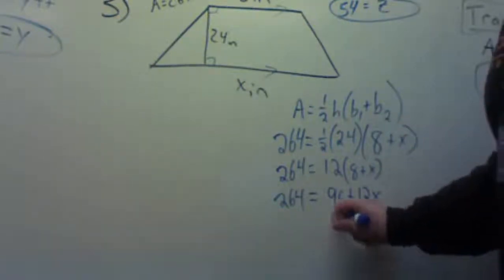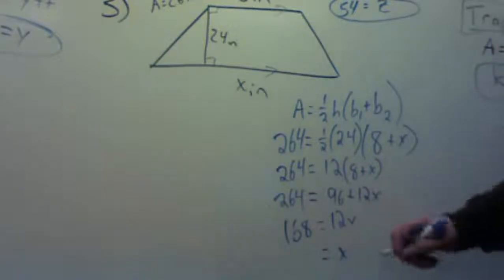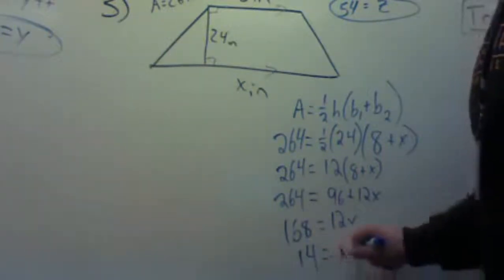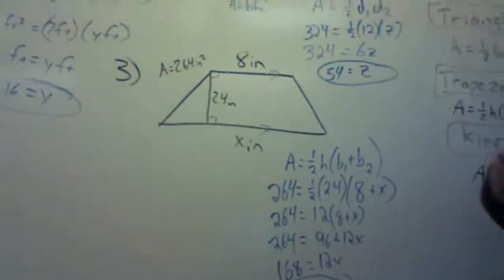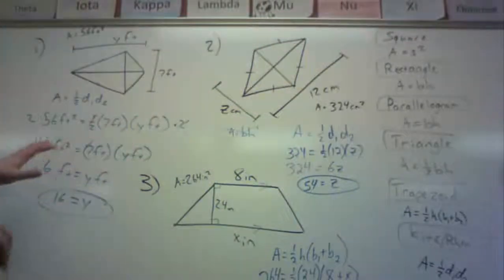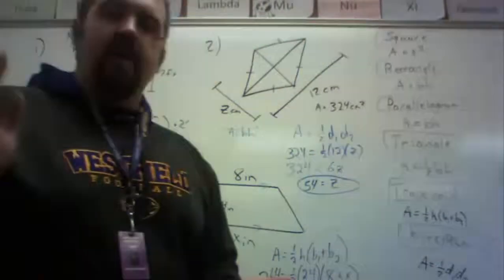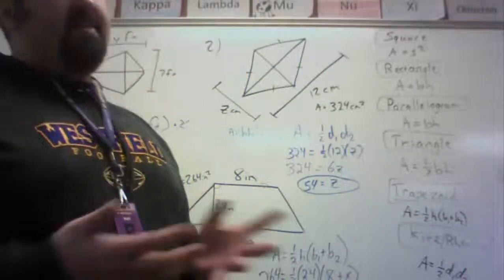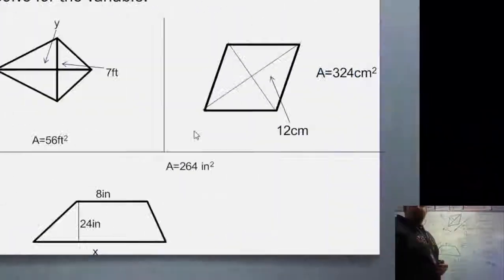Subtract 96 from both sides. Divide both sides by 12, and I get 14. There we go. So I can give you problems where I say, hey, find the area. Expect you to plug it into the formula and solve. I can give you problems where I give you the area and say, hey, find an unknown length. Plug it in, solve. This is going to be the main type of equations you will see. However, there are a few others you might.